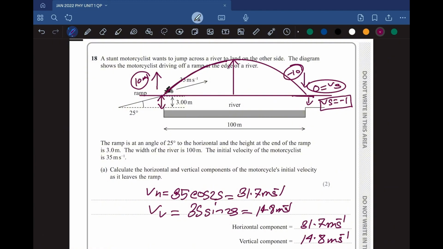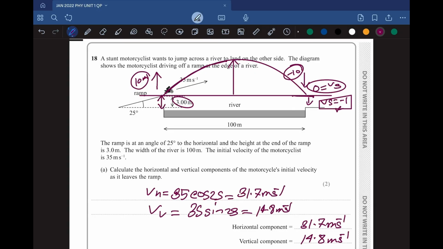But if it now goes down below the height it was released from, the vertical displacement is going to be negative. And if the vertical displacement is greater than minus 3 meter, then we can say yes, it has gone into the river, right? Because it was 3 meter above the river. So now let's figure out the vertical displacement.